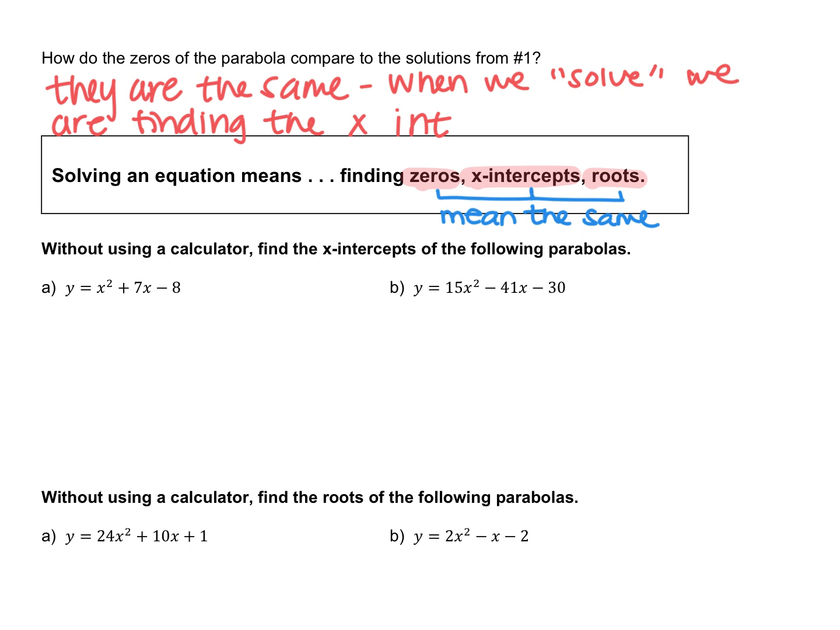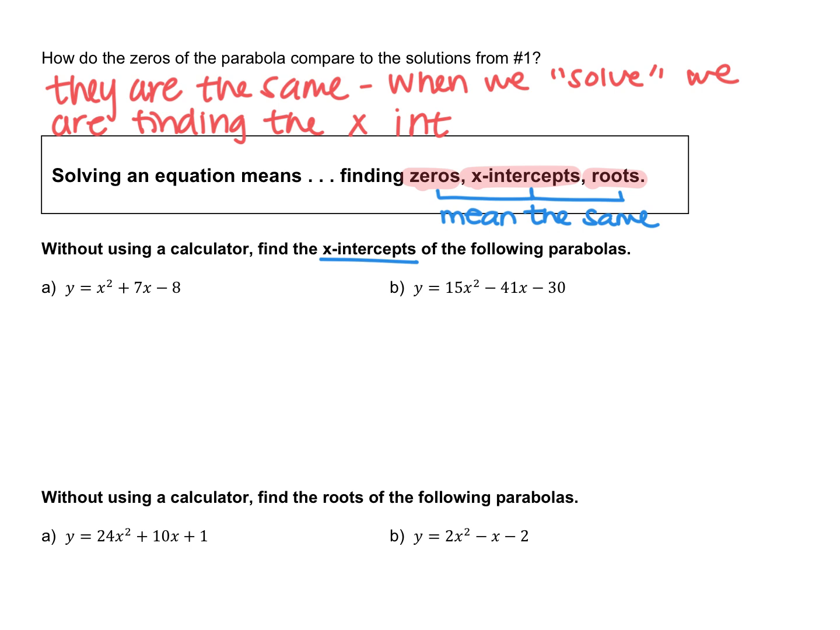So it says, without using a calculator, find the x-intercepts of the following parabolas. So now we know when we're solving, we're finding the x-intercepts. So we can just continue to solve like we were doing in Unit 1, or not in Unit 1, in Unit 4.